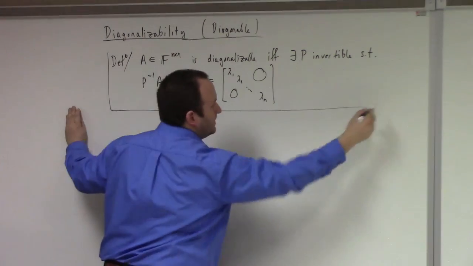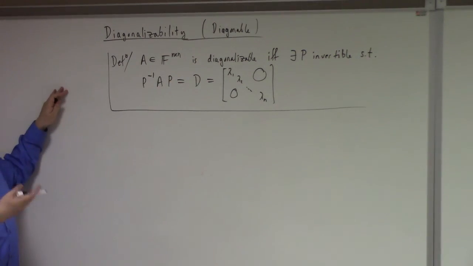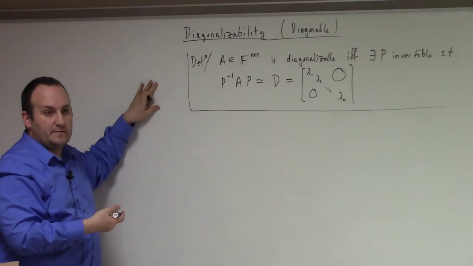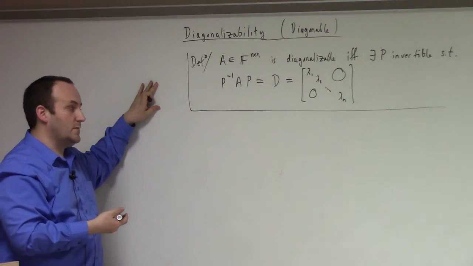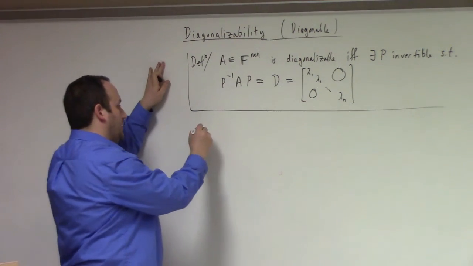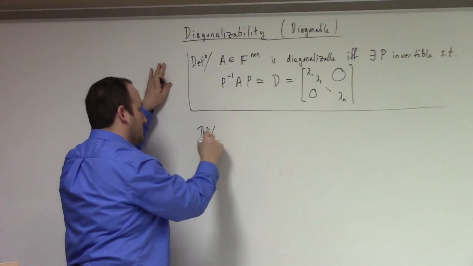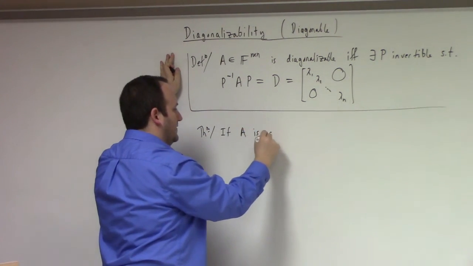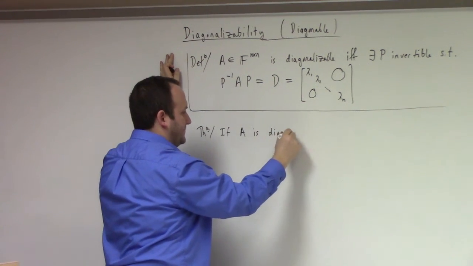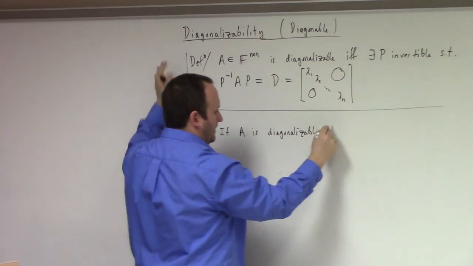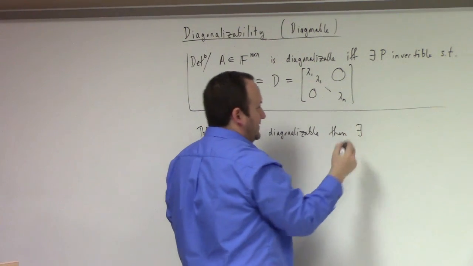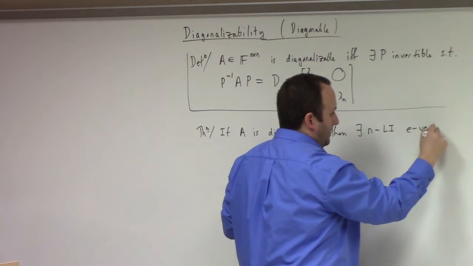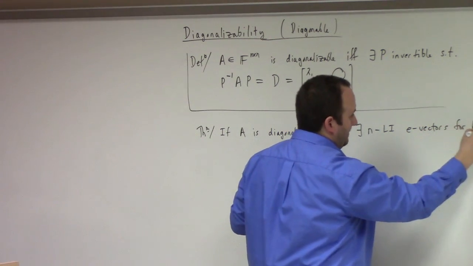So what does this have to do with eigenvalues and eigenvectors and all that? Let me show you. Here's a little theorem. If A is diagonalizable, then there exist n linearly independent eigenvectors for A.